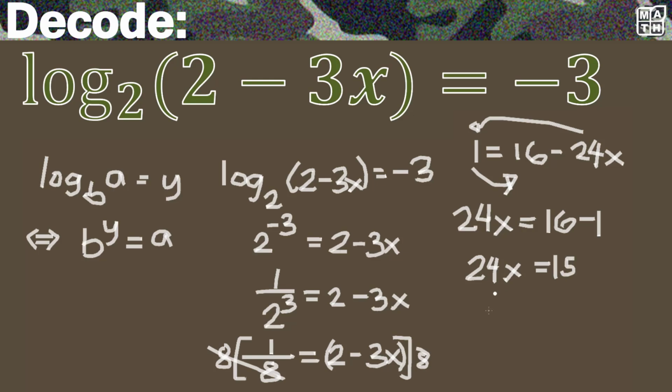Then if we are going to divide both sides by 24, x is 15 over 24. Or in lowest terms, x as our final result, divide by 3, divided by 3, is 5/8. This is now the result for the variable x that will satisfy the original given logarithmic equation.